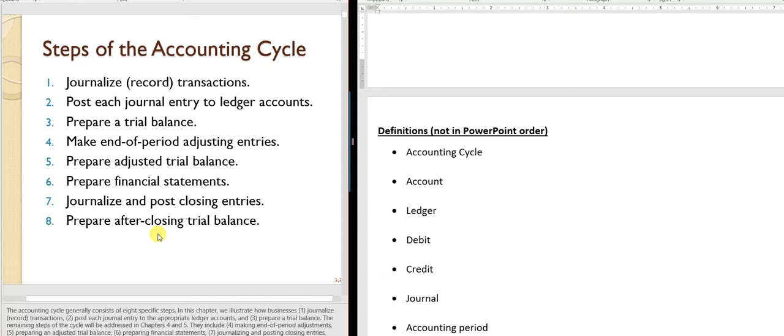If you ask any accountant what the steps of the accounting cycle are, they would probably say, journalize the transactions and prepare the financial statements, because that's basically what you do. But notice they have 8 steps, whereas accountants might say there are 2 steps. They may throw in posting them to the ledger. So here are the steps in it. We have to journalize, record the transaction.